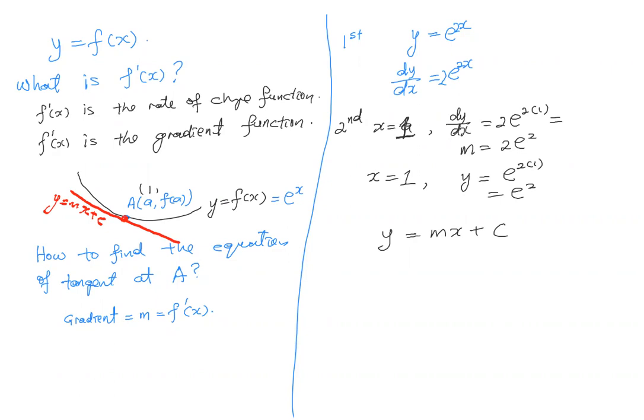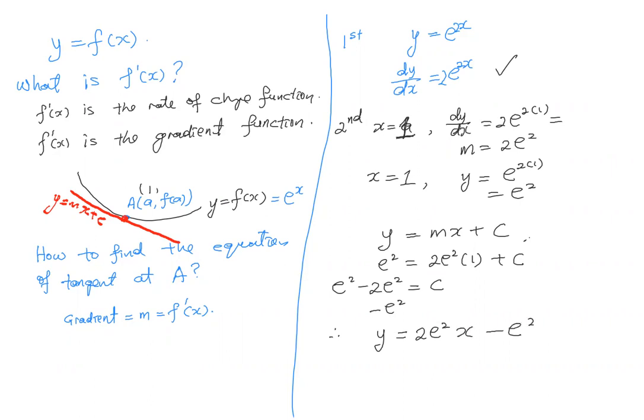So you should train your mind from here, not from here. Because from here you have to trace back again. You're wasting your time. So I put in e squared equal to m times 1 plus c. So I have e squared minus 2e squared, so I get my c. So negative e squared. So therefore, equation of tangent is y equal to mx plus c. Done.